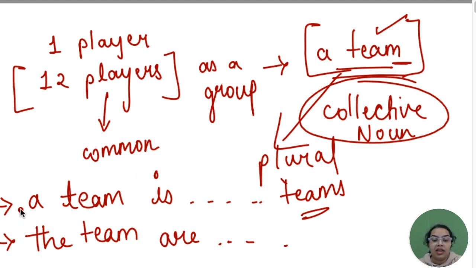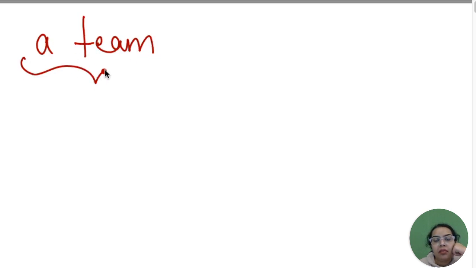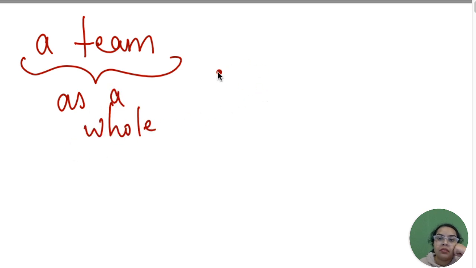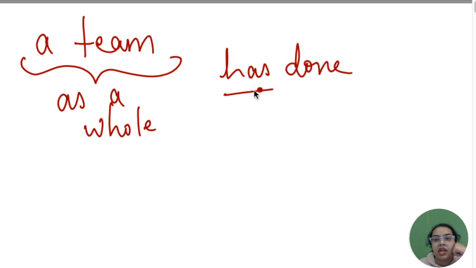Okay. Collective nouns पे ऊपर आते हैं. When I say a team, I'm making sure it is a team as a whole. So a team has done its best. I'm treating it singular, okay, as a whole. This is case number one.